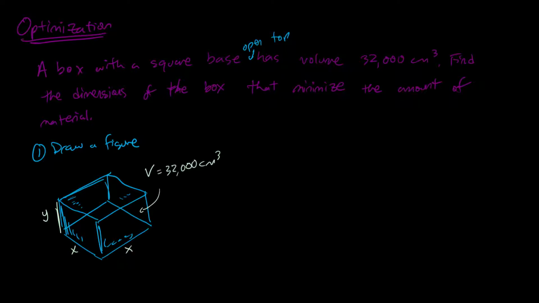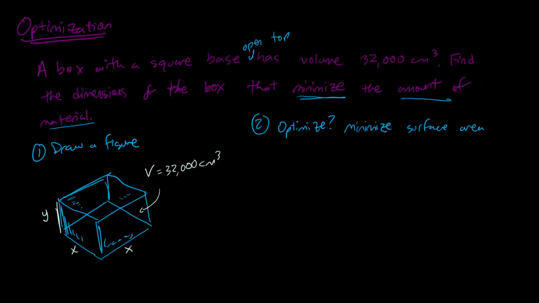Alright, now the second part of this, what we want to do for part 2, is figure out what we're trying to optimize. So what is the question actually asking for? As I read the text, I see that we want to minimize the amount of material. So for a box, how much cardboard are we using on this box? We want to minimize surface area.